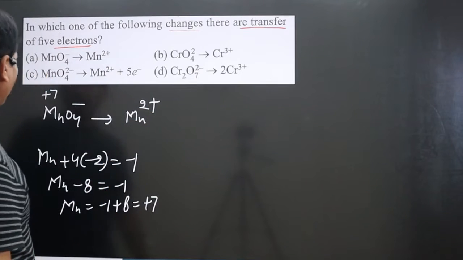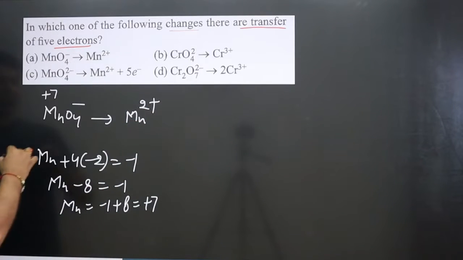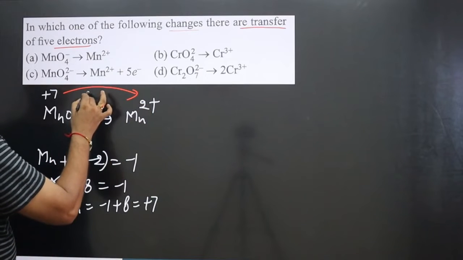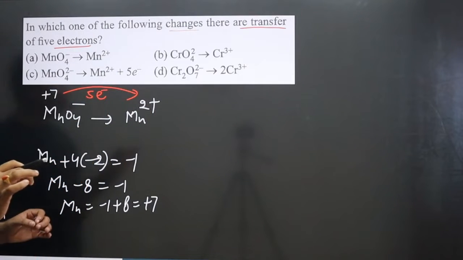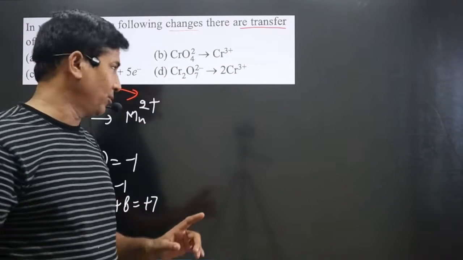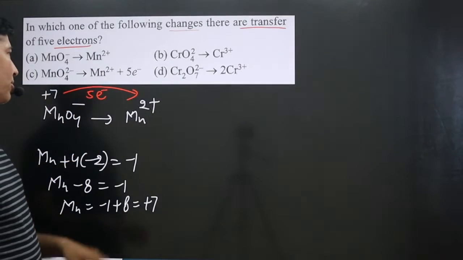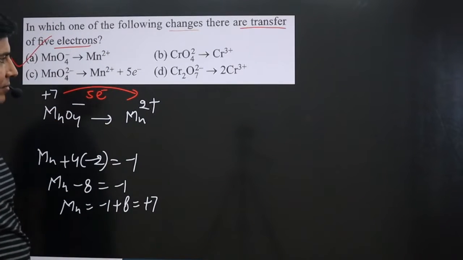On the other side it is present in plus 2 oxidation number. Now you can compare. The difference in oxidation number is 5 electrons. Difference means we always subtract the small value from the large value. So 7 minus 2 is equal to 5 electrons. We got the first option.